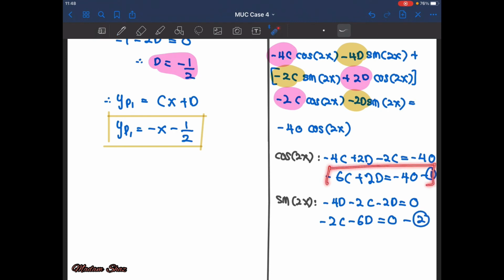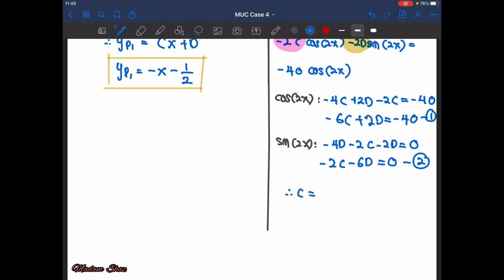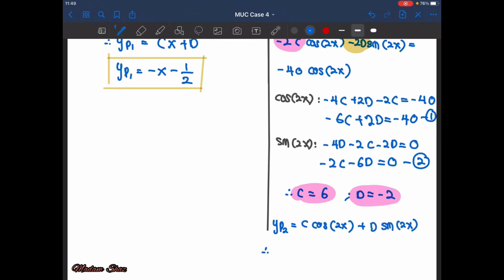So in order to solve equation 1 and equation 2, you have to solve by using a calculator. The calculator will give you the answer c is equal to 6 and d is equal to negative 2. So substitute back this value into yp2 star. So your yp2 is equal to c cos 2x plus d sine 2x. So therefore yp2 is equal to 6 cos 2x plus, our d is equal to negative 2, sine 2x. So this is the solution for the yp2.